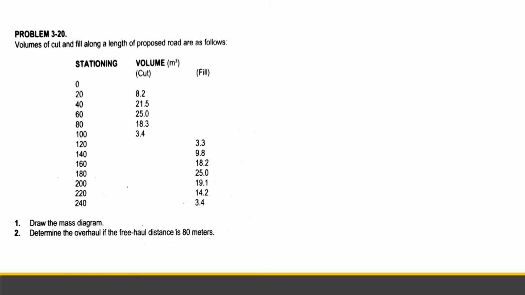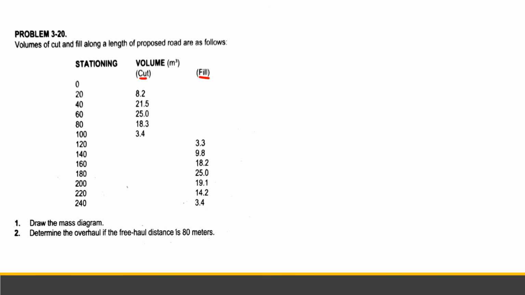Okay, so volumes of cut and fill along a length of proposed road are as follows. Stations from 0, 20, 40, 60 up to 240 meters. So you can say that the length of the proposed road is 240 meters divided into stations by 20 meters. So the volume of soil to cut or fill is provided.